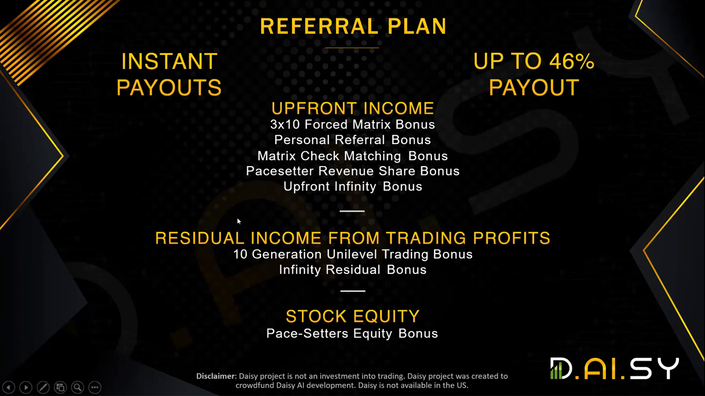So the upfront income is, of course, the 3x10 force matrix bonus. If you're lucky enough and your matrix is populated or gets populated, then you'll make money. And then the second way of upfront income is through the personal referral bonus. Meaning that you bring somebody, and because you brought in that person, you'll make money. We'll see that on the next slide. The matrix check matching bonus, we'll also see what that means.